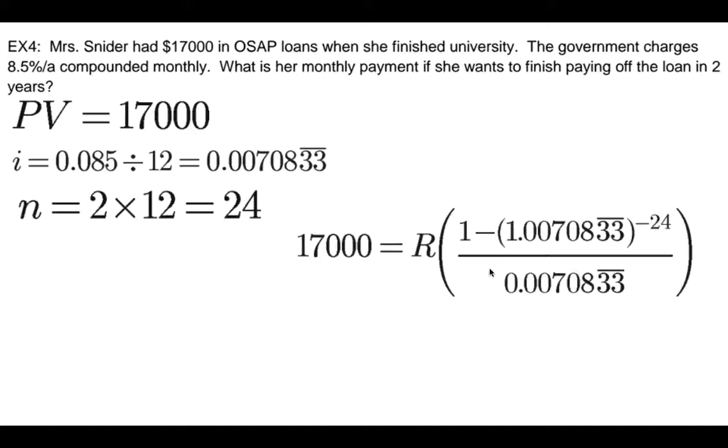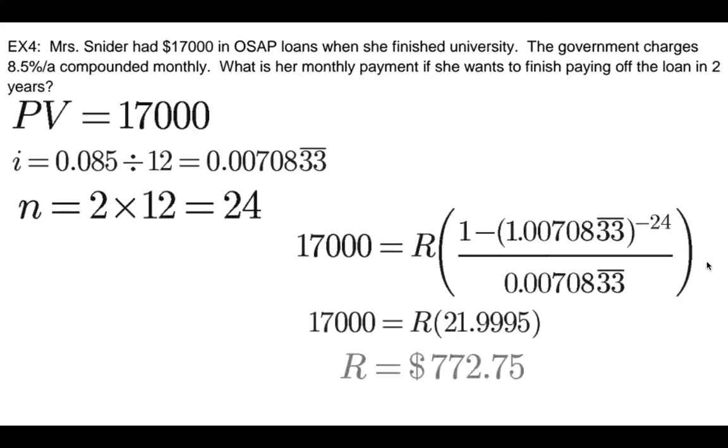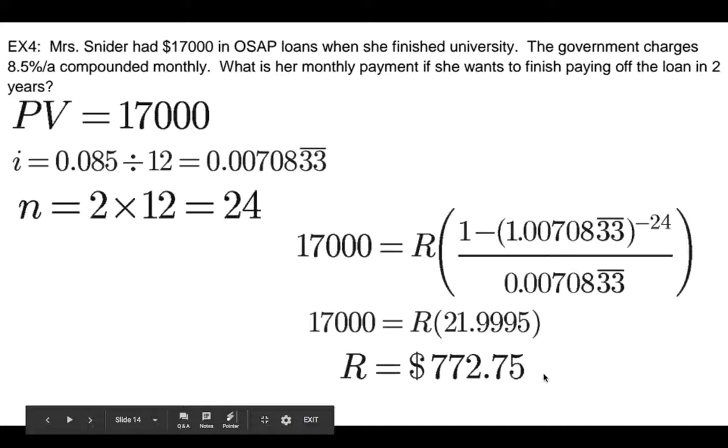So you can do this calculation first. You get 21.9995, and then divide 17,000 by that, and you get the monthly payment. If you multiply that by 24, you'll notice that she ends up paying more than $17,000.